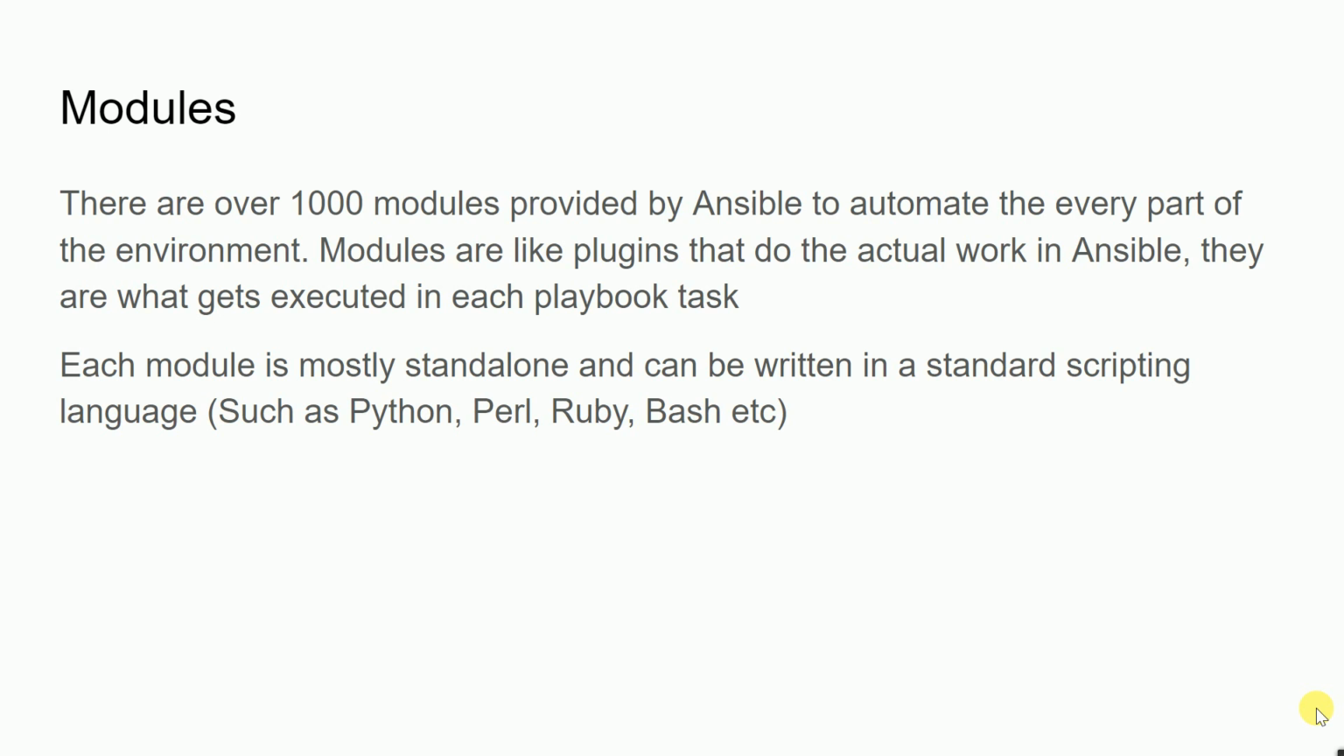Modules are basically considered standard scripting written in Python, Perl, Ruby or Bash, which are used to perform certain tasks. In total there are over 1,000 modules provided by Ansible to automate every part of the environment. Modules are similar to plugins that do the actual work in Ansible, and they are what get executed in each playbook task.